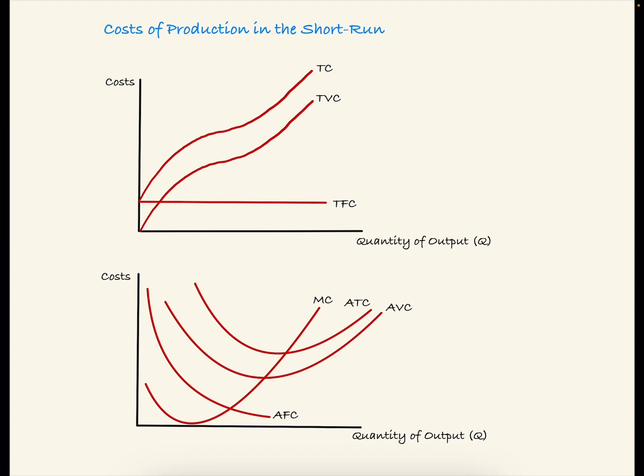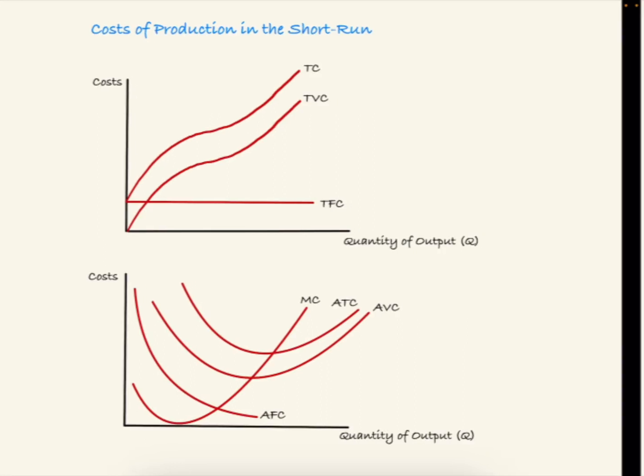Now let's take a look at the second example. Notice how average fixed cost is decreasing. That is because total fixed cost remains constant, and as we increase our quantity of output, our average fixed cost will decrease. Marginal cost, average total cost, and average variable cost are the parabolic type functions. After a certain quantity of output is produced, the marginal cost, average total cost, and average variable cost will eventually increase.